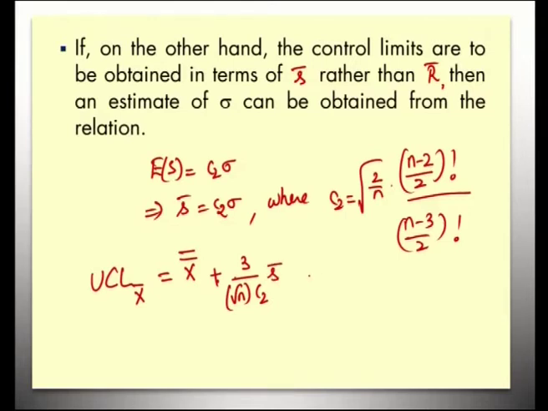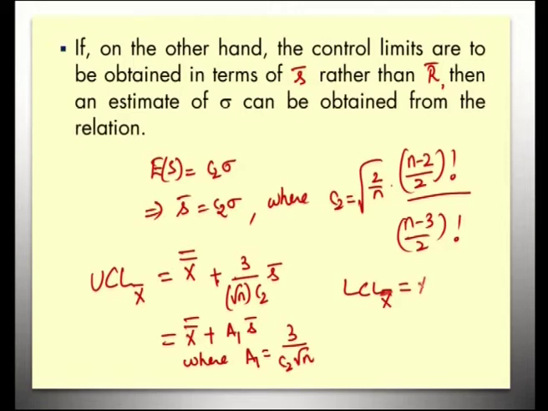So, if you take 3 by root n into C2 as another constant, then this becomes x bar bar plus a1 into S bar, where a1 is 3 by C2 into root n. Similarly, LCL of x bar is x bar bar minus a1 into S bar, where a1 stands for 3 divided by C2 into root n, and again these a1 values are tabulated in the table column.